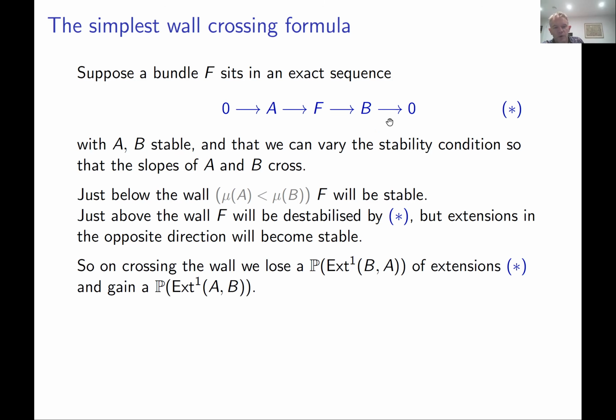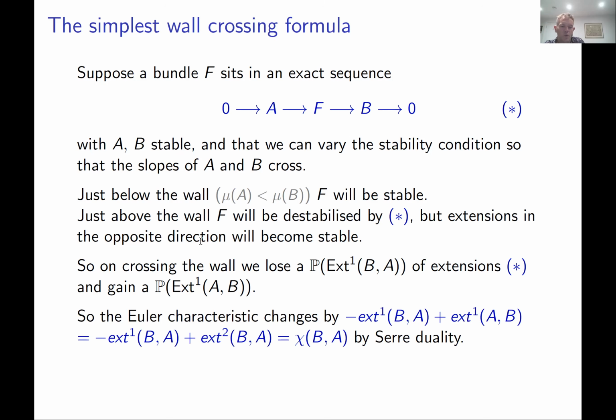And the way the automorphisms act here, you actually get the projective space. So if you scale two extension classes, they correspond to the same bundle F. They give you the same bundle F. So you lose this projective space on this vector space of all possible extensions from B to A. And you gain the projective space of extensions in the opposite direction. So all those new bundles F primed, you gain those.